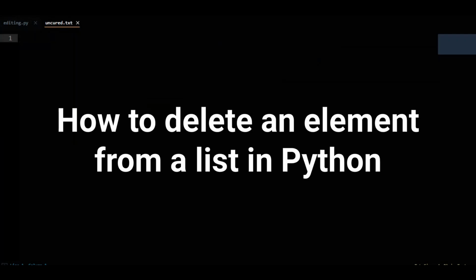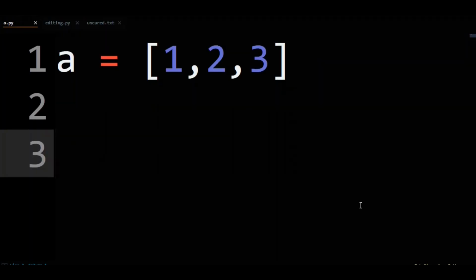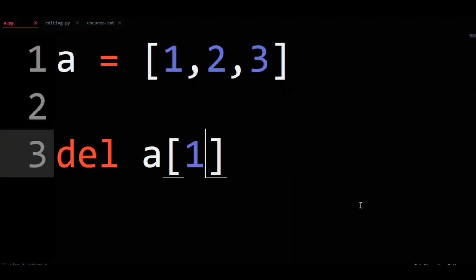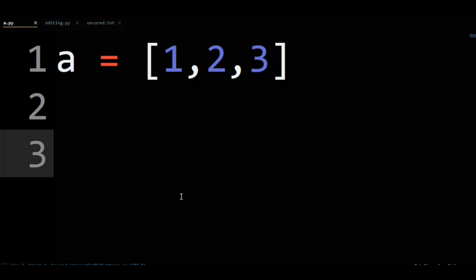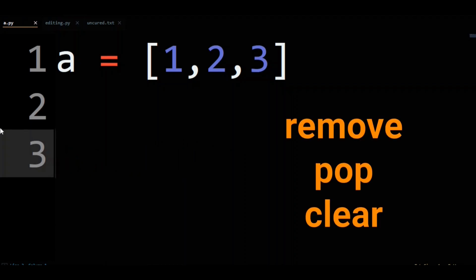How to delete an element from a list in Python. The del keyword can be used to remove an item from a certain index in a list. For example, if I were to write del of list A at index 1, that would remove 2 from the list. The methods Python has to remove elements from a list are remove, pop, and clear.